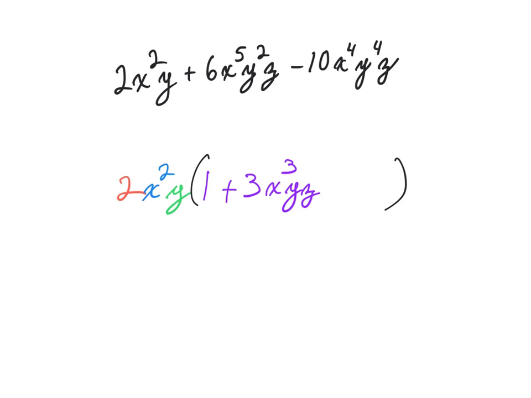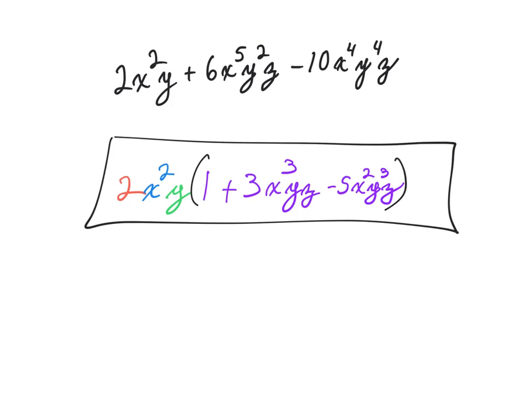I've got negative 10 divided by 2. That gets me negative 5. I had 4 x's. I took out 2 of them, so I'm still left with 2 x's. I had 4 y's. I took out 1 of them, so I'm still left with 3 y's. And I had a z. I didn't take out any z's, so I still have that z. So that would be my final answer on that one.